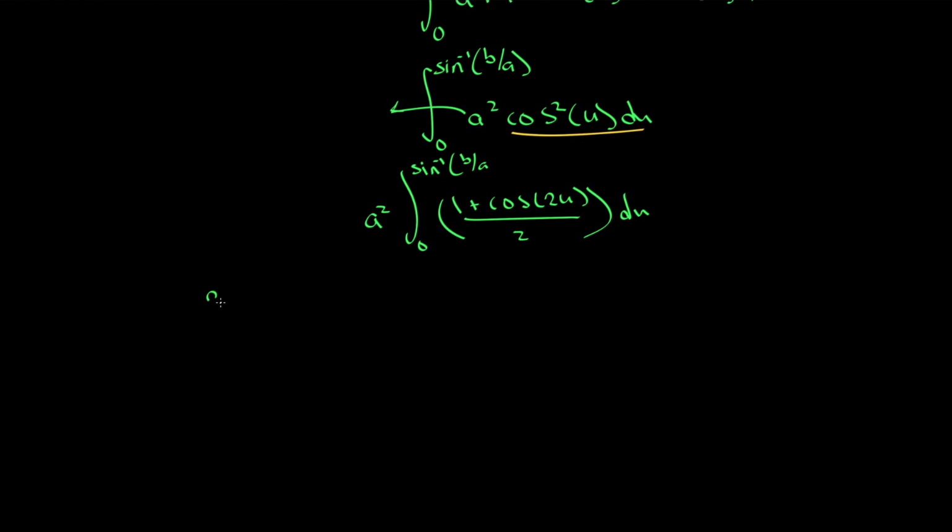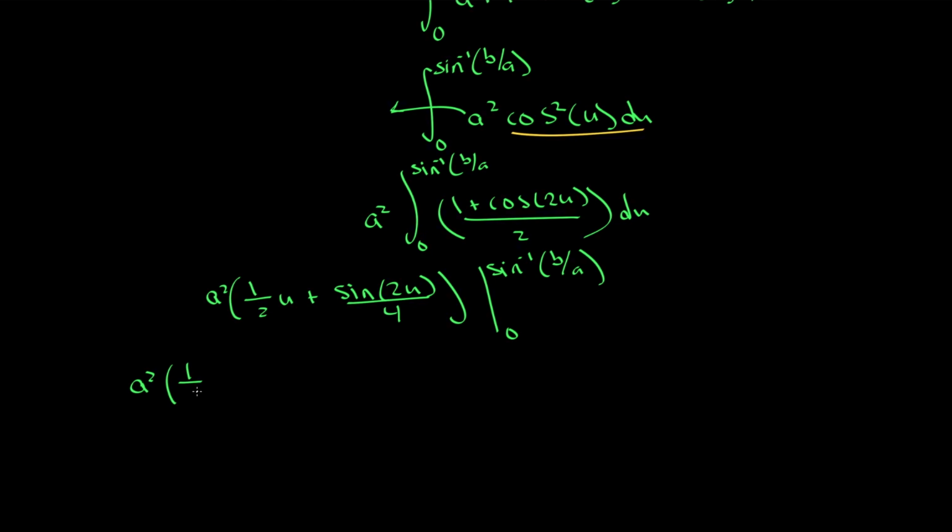We're going to get the following. We're going to have a squared times, and anti-differentiating, we have 1/2 u, and then plus sine of 2u over 4. And you could use u substitution to get this, but just differentiate this right here, and you'll see that you'll get cosine of 2u over 2. So this is what we get, and then we need to evaluate at our lower and upper limits. We have inverse sine of b over a. And now, what do we get? We have a squared. Let's do this. A squared times the quantity 1/2, and then looking at our upper limit, so this is going to be times the inverse sine of b over a, okay?